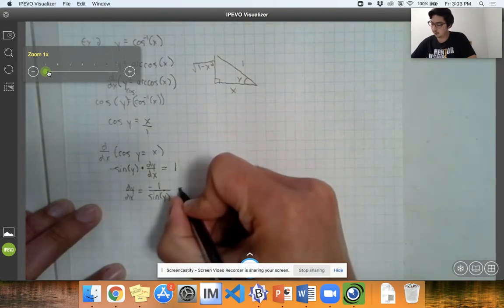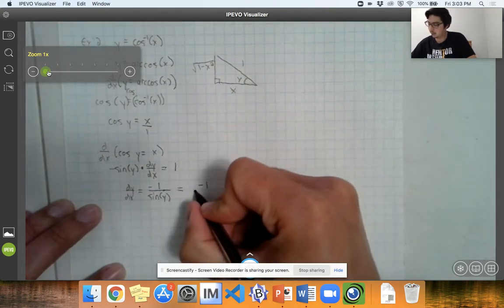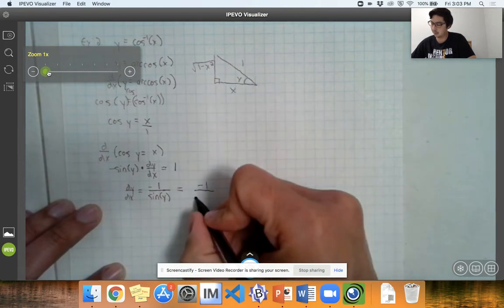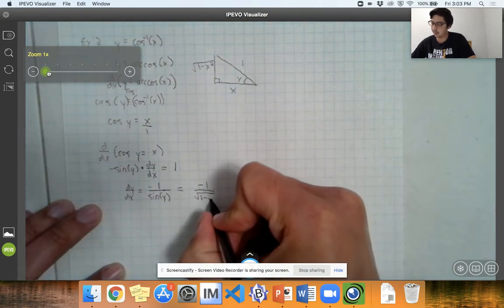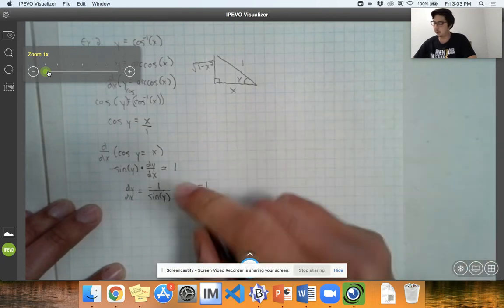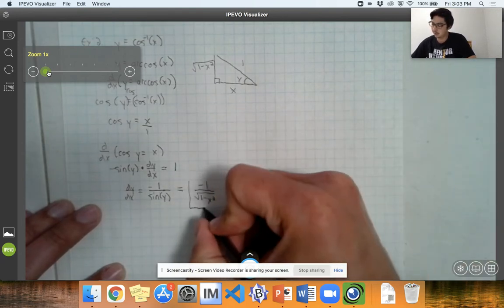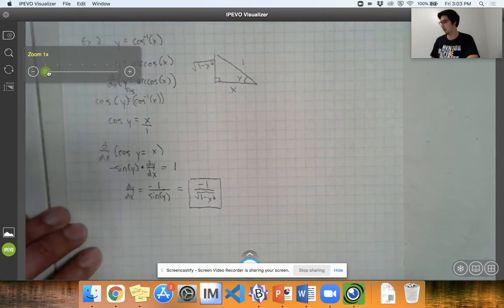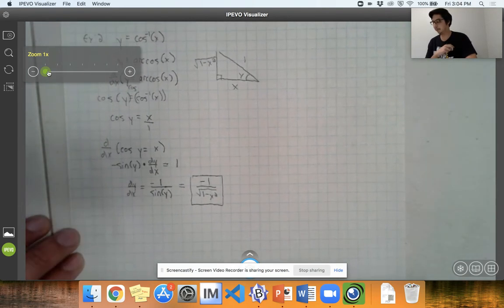which is equal to negative 1 over, and the sine of y, if you look at your triangle, is opposite over hypotenuse, so that's just going to be the square root of 1 minus x squared. And yeah, you could put that over 1. I'm not going to because it won't matter. And there's your derivative of the inverse of cosine, arc cosine. Good.